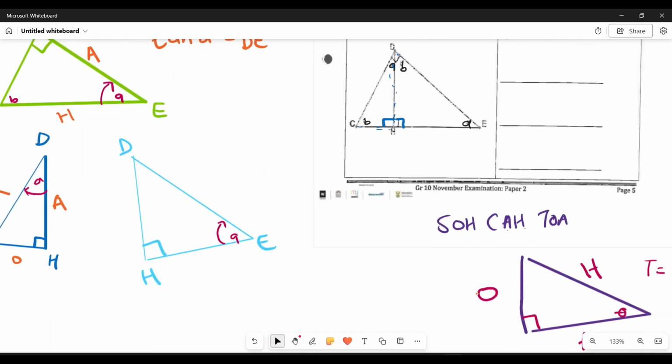Which is my opposite, in this case CH, divided by my adjacent, which is DH. Now for the other triangle, DH is opposite to angle A, so this is going to be opposite. Now DE, because it's opposite to 90 degrees, is going to be my hypotenuse. As a result, this is going to be my adjacent. Now to find tan of A here, this would be equal to my opposite, which is DH, divided by my adjacent, in this case HE. Right, and that would be my last answer.